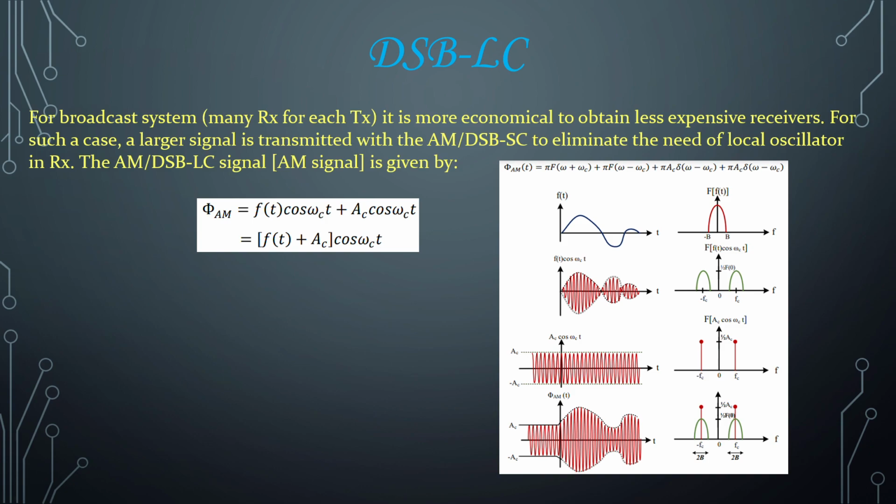The AM DSB-LC signal is given by φ_AM(t) = f(t) cos ωct + Ac cos ωct. And here we have a graphical explanation, shown below. In it, it states Φ_AM(t) = πF(ω + ωc) + πF(ω − ωc) + πAc δ(ω + ωc) + πAc δ(ω − ωc).